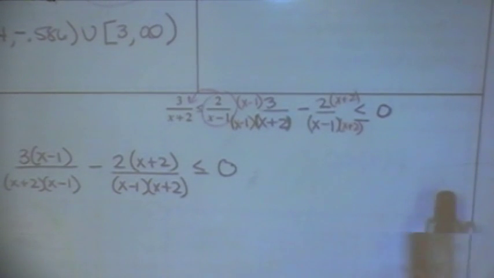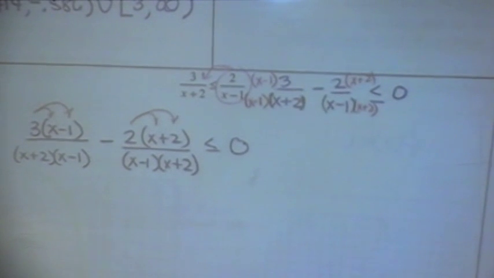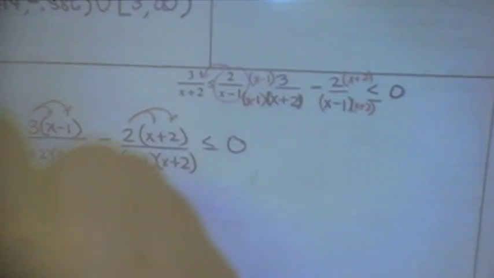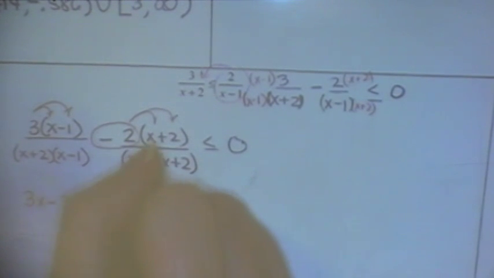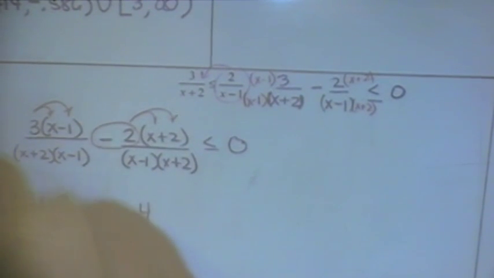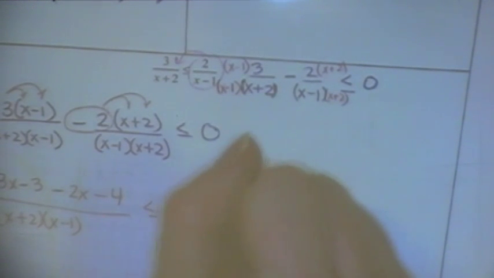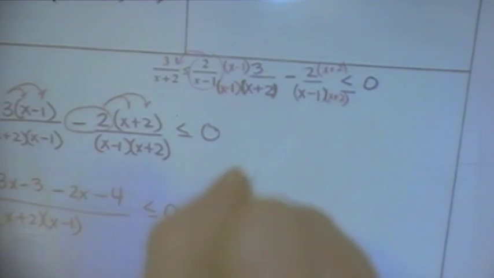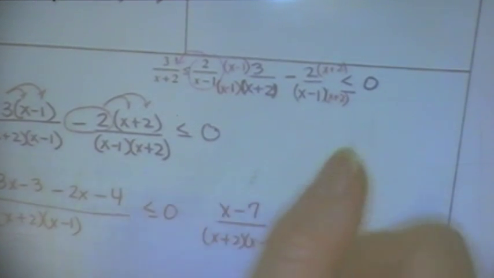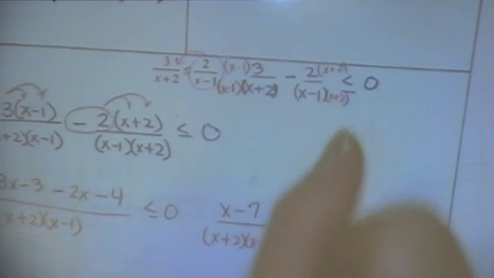Alright, so we're going to go ahead and distribute. Now, do not FOIL out the bottom, because we're going to go back and factor it anyway. But the top we have to do because we might have like terms we can combine. So 3x minus 3. I'm going to go ahead and distribute a negative 2 here. Minus 2x minus 4. It is now all over the common denominator. So if I simplify on top, I get x minus 7 over x plus 2, x minus 1. That is a whole lot easier to deal with. Now I've got factors and things I can recognize.